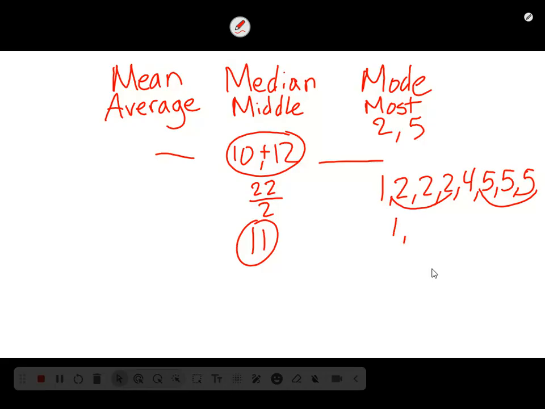What if my data set looks like this? What is my mode? Natalie? All of them? There is no more? There is no mode. So if we have a data set like this, we would say no mode. Sometimes I have friends that say 0. 0 is a number. You cannot put 0. You would have to say no mode.